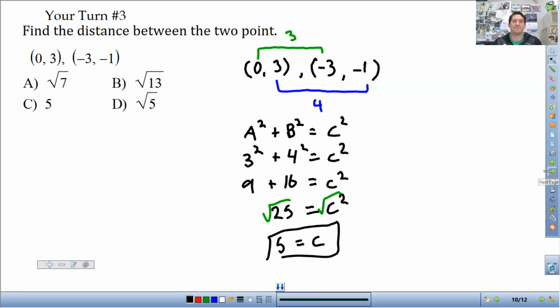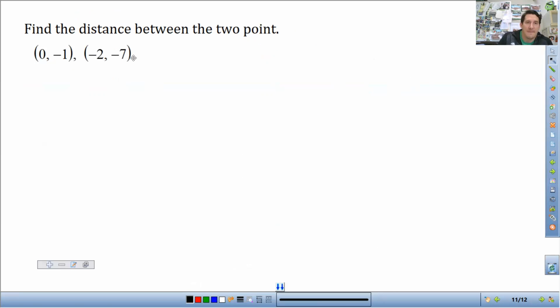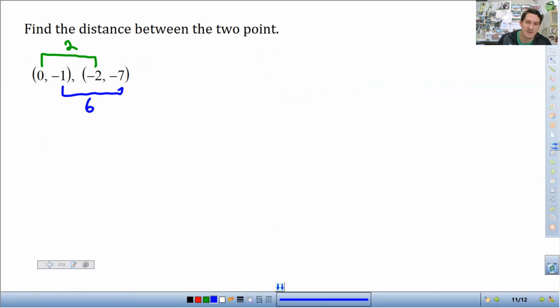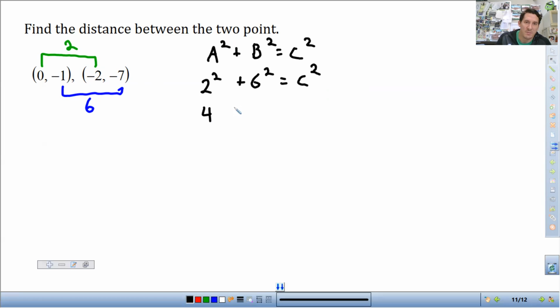Let's do another example. Again, how far apart are the x coordinates? How far is it from 0 to -2? That's 2. How far is it from -1 to -7? 6. So that's our A and B. A squared plus B squared is equal to C squared. A is 2, B is 6, and we can just leave C as C. 2 squared is 4, plus 6 squared is 36. 4 plus 36 is 40.